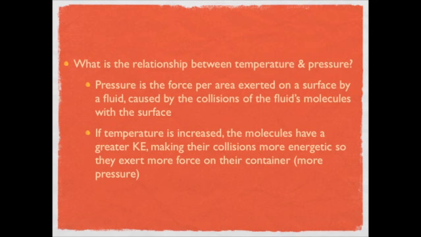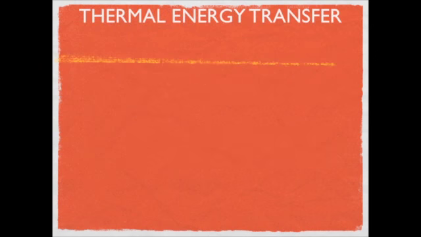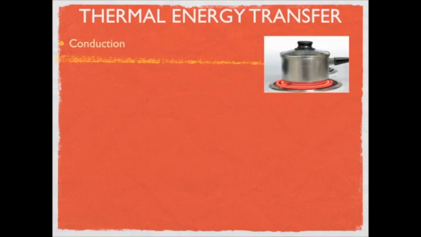We will also call this thermal energy transfer. There are 3 methods by which thermal energy is transferred from one substance to another. The first of these is conduction. Conduction is the transfer of thermal energy through direct contact. For example, the electric stove. The pot actually has to touch the burner for thermal energy to transfer.